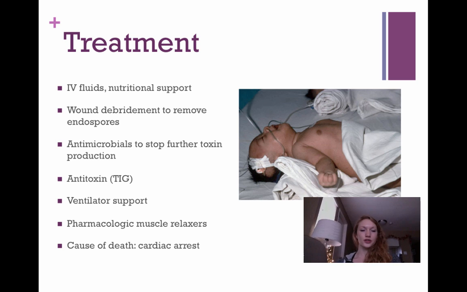Pharmacologic muscle relaxers are effective in relaxing those violent spasms. The cause of death used to be asphyxiation, but now because we have mechanical breathing that we can manage their ventilation, the patients usually die of cardiac arrest.